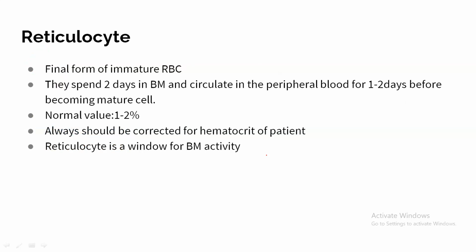What is a reticulocyte? We all know that before the mature RBC, the cellular precursor we call a reticulocyte, which usually spends about 2 days in the bone marrow, but also circulates in the peripheral blood for 1 to 2 days before becoming a mature RBC. The normal value we see is about 1 to 2% in the peripheral blood, but it should always be corrected with the hematocrit before you give the reticulocyte index in the report.